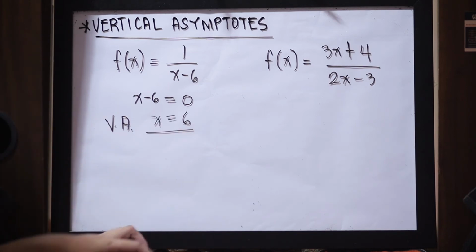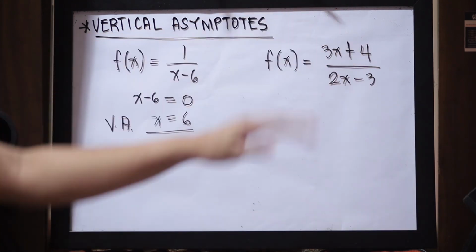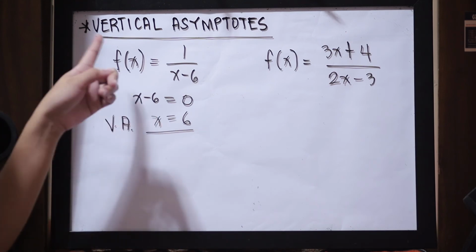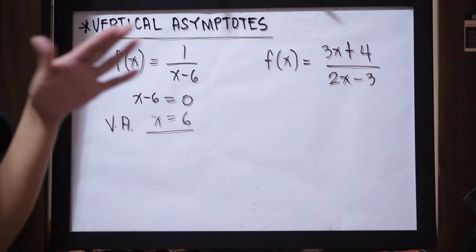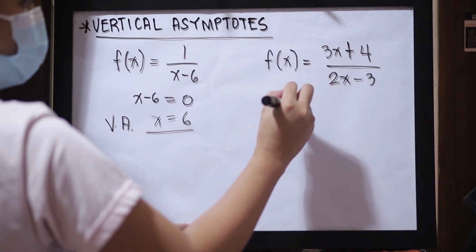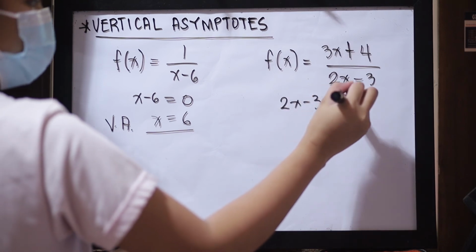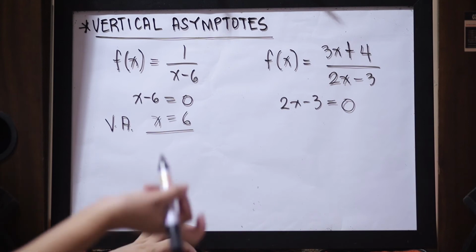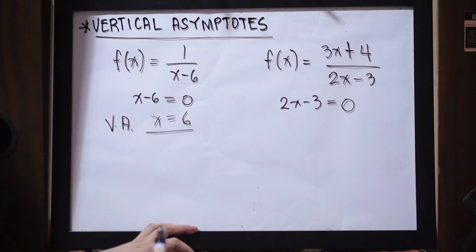So, let's have another one. F of x is equal to 3x plus 4 all over 2x minus 3. Wala kayong magiging pakialam sa 3x plus 4. You disregard the numerator first in getting the vertical asymptote, ha? We disregard the numerator. You get the denominator. So, that is 2x minus 3. And then, you equate it to 0. Laging i-equate sa 0.